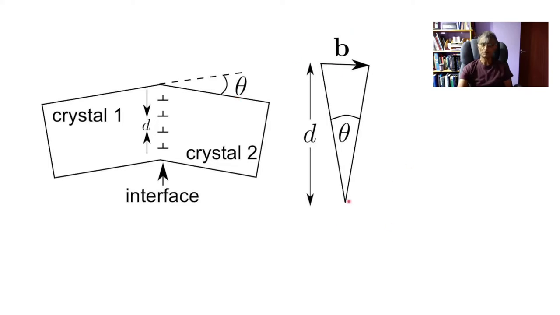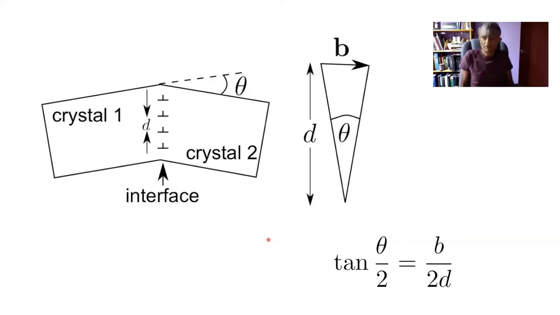Now from this geometry, if I draw a perpendicular here, then tan(theta/2) would be equal to b over the distance d. So here we have the relationship between the misorientation theta, the Burgers vector, and the spacing of these dislocations. So the larger the value of theta, the smaller will be d. In other words, we will have a larger number of dislocations arranged to fill in that thin wedge. Quite reasonable. If the tilt is very, very small, we can only insert a finite amount of extra half planes.